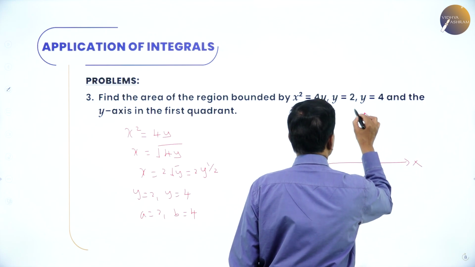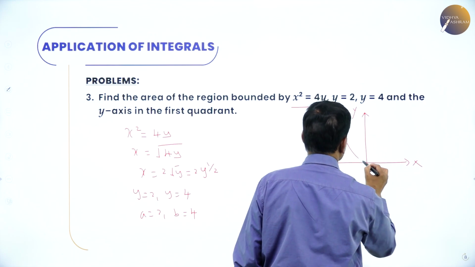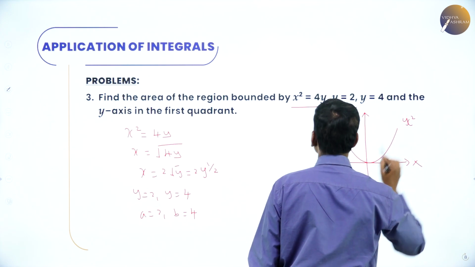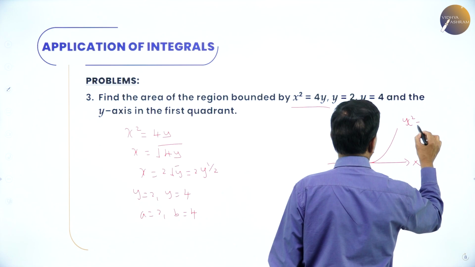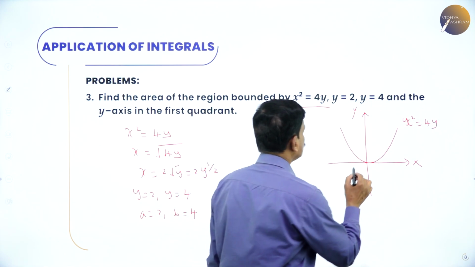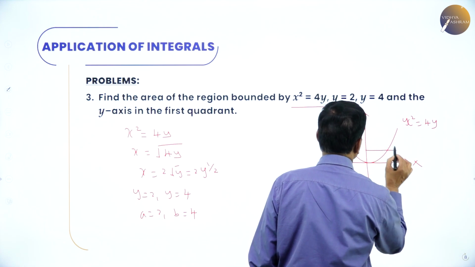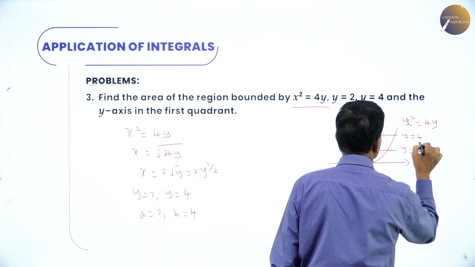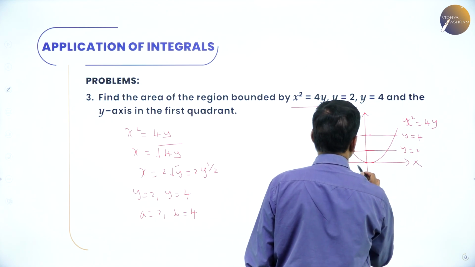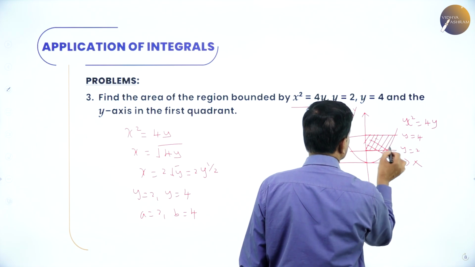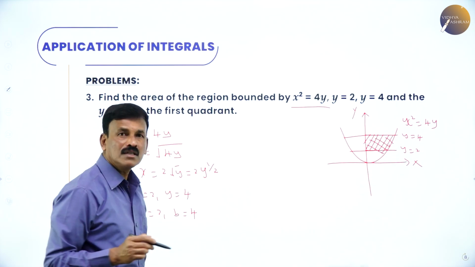X-axis, y-axis. This is the curve x square is equal to 4y. And here y is equal to 2, so this is y is equal to 2 and y is equal to 4 in the first quadrant. That means we have to find the area of this. Okay. Now what is the area?